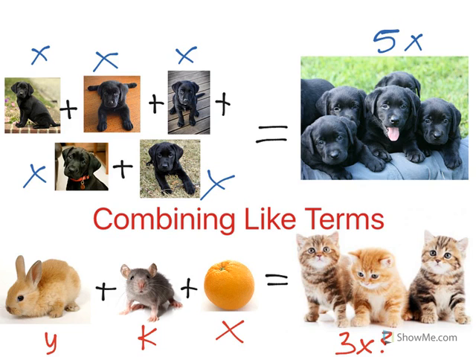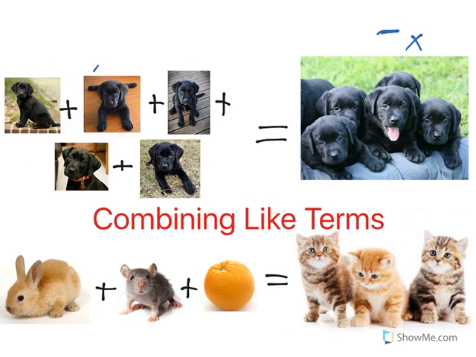But sometimes I see you guys do things like this. You'll add a y to an x, and you'll say that it's 2x or 2y. That doesn't make any sense. You have to remember the picture of the weird animals and the orange versus the picture of the puppies, and you will remember what you can and cannot combine.